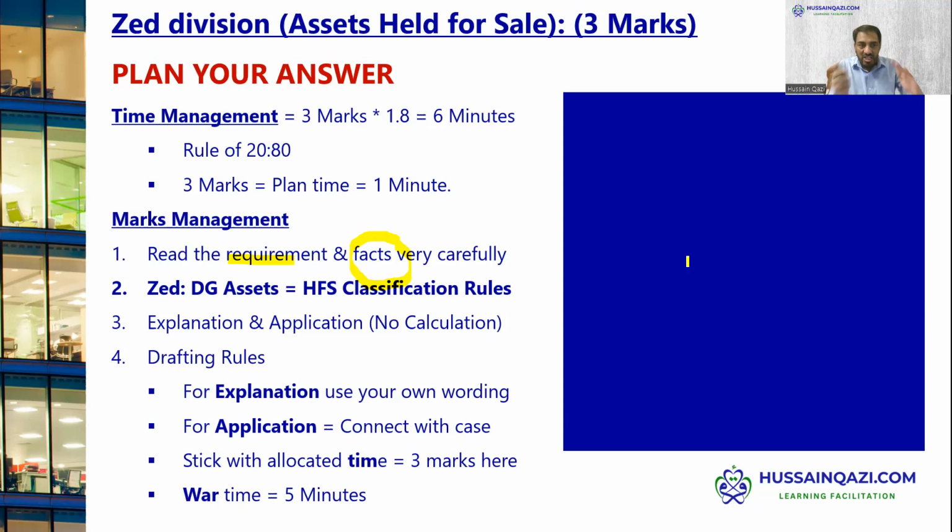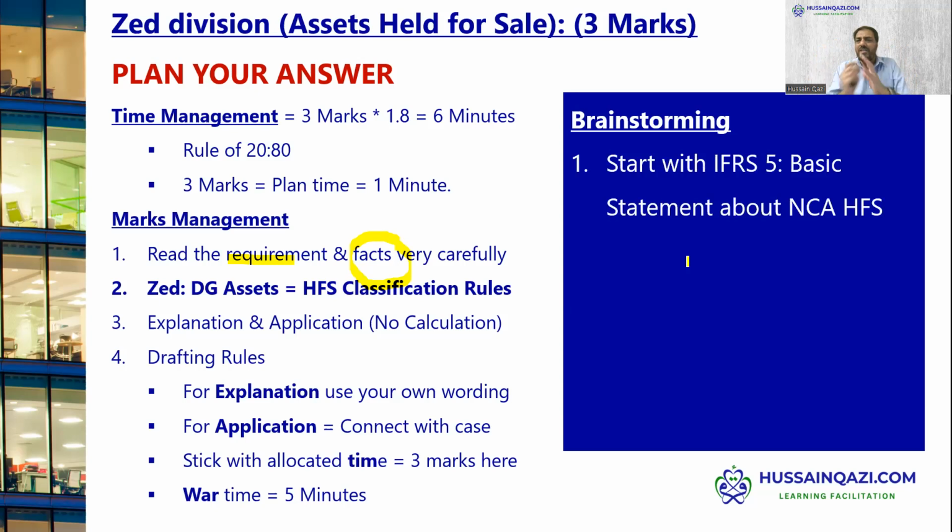So just before entering into the war, a quick brainstorm. That's the sequence I will write here. Number one, start with the basic IFRS 5 statement, the basics about held for sale conditions. Start with the very basics and catch an easy 1 mark.